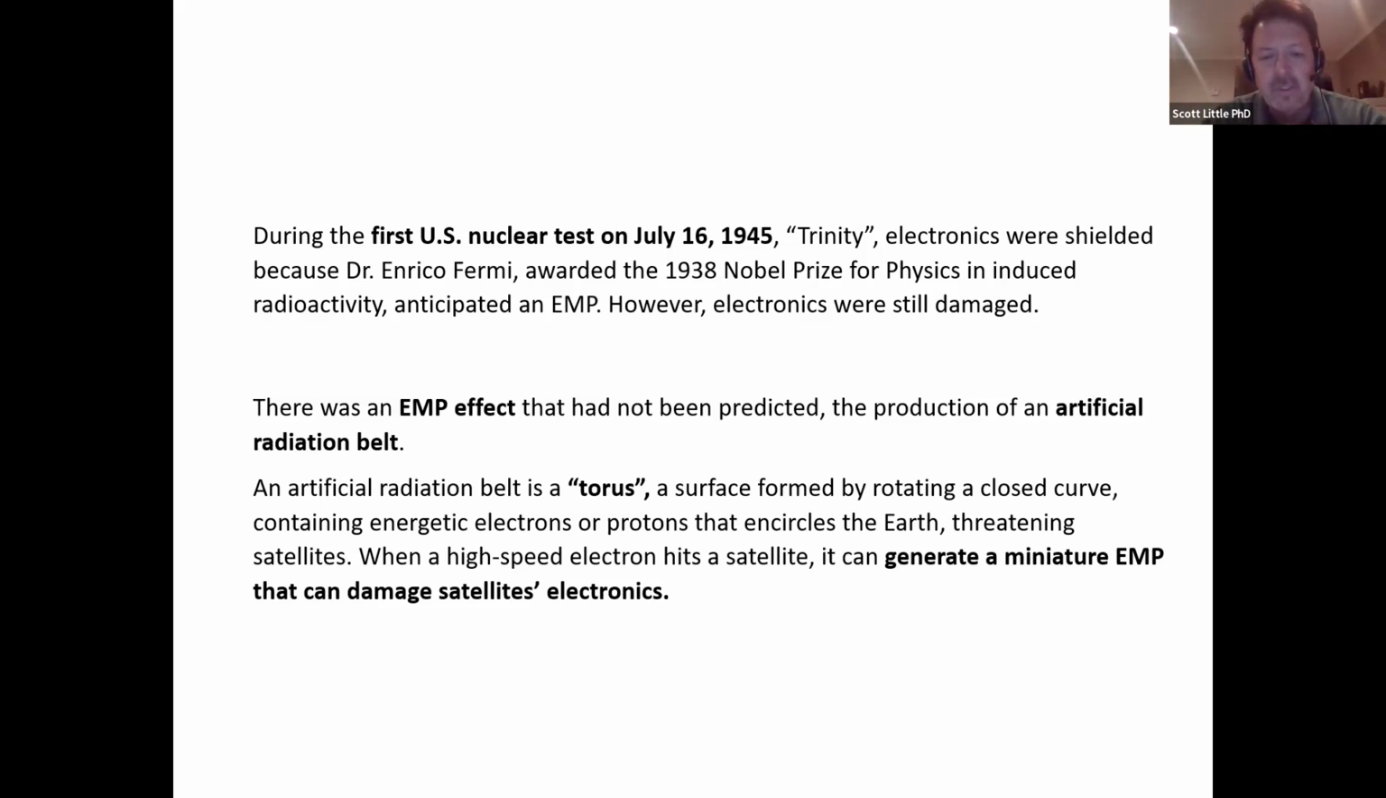It's a surface that's formed when you rotate a circle around a circular path, and you form a donut. This is what forms in a lot of different situations when you're dealing with things like fusion and electromagnetic energy. The field itself will form a torus. So this is what happened: the EMP actually formed its own artificial torus, and it can cause a miniature EMP. It's not as large or as strong as one coming from the sun, but if a satellite passes through part of that donut, it can damage the satellite's electronics.